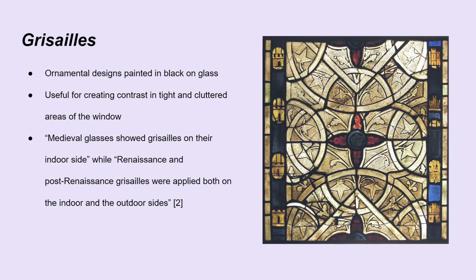Now, another way that artists achieved this contrast between the colorfulness of the glass and black was to use grisailles. And grisailles were basically ornamental designs painted on the glass using black. And again, this achieved this contrast that's needed in order for the viewer to grasp and appreciate the individual colors of the stained glass without using metal bars in especially cluttered and tight spaces and in designs that would make it impractical to use metal bars.